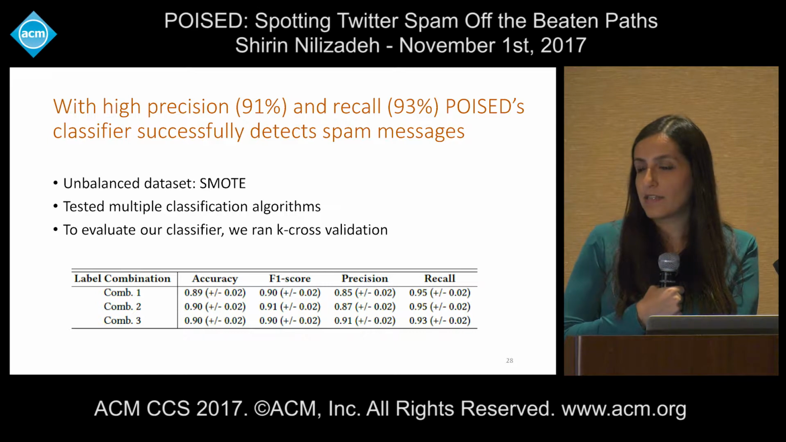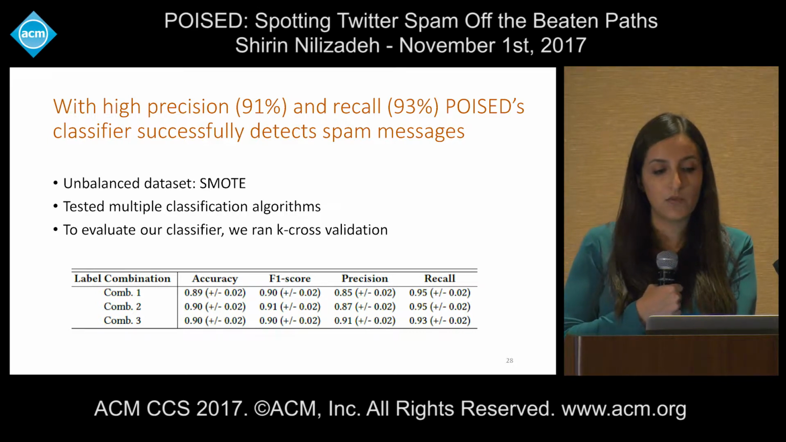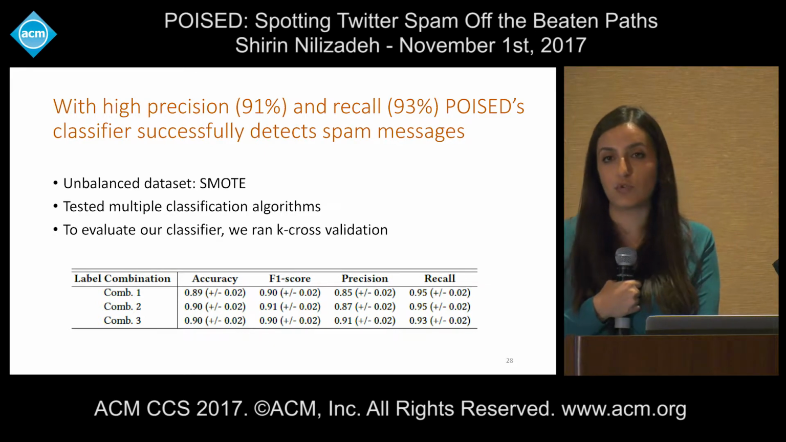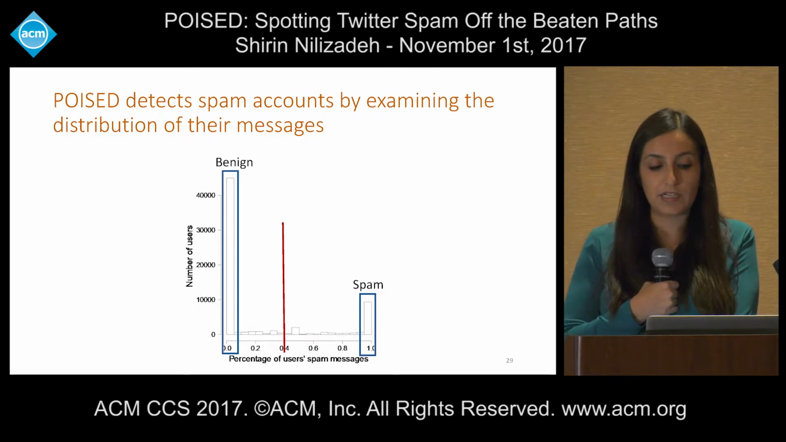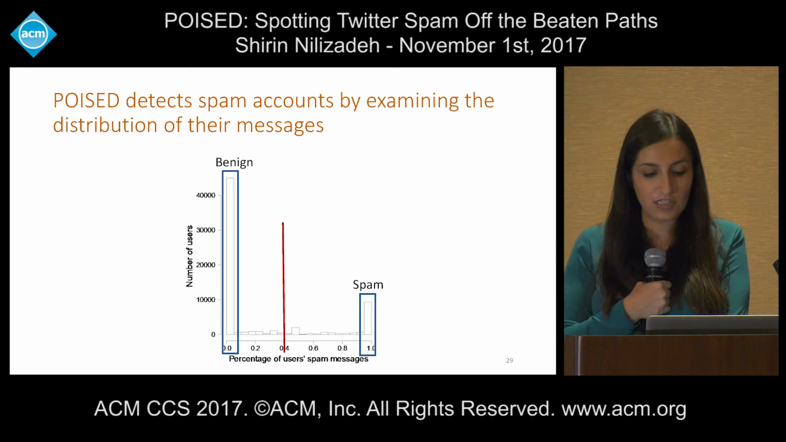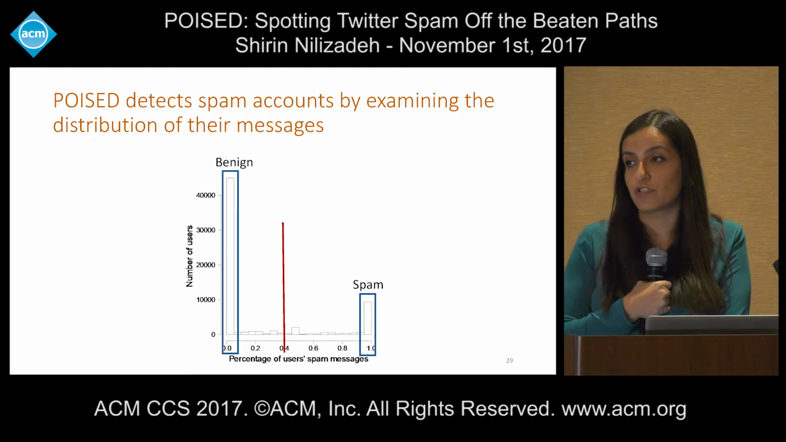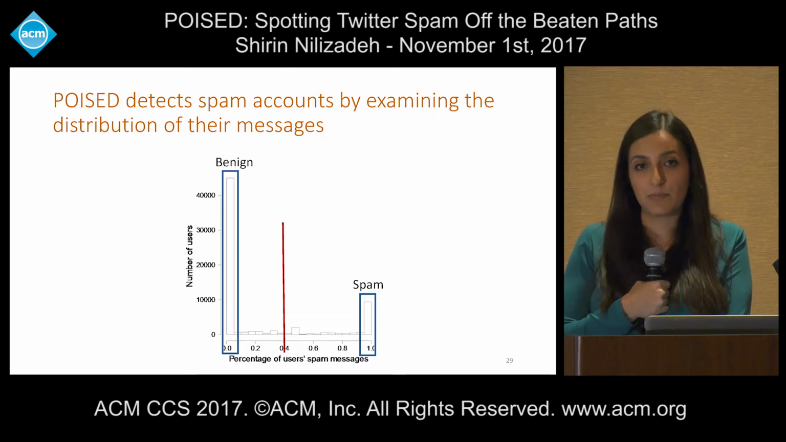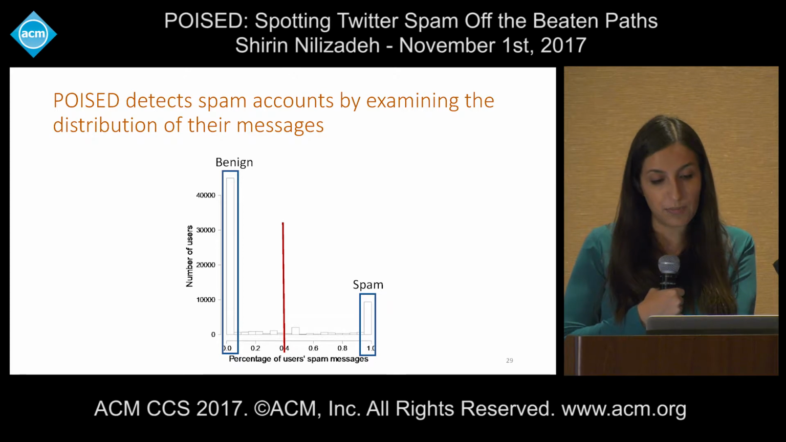And after finding these groups of messages being spam or benign, we use Poise to detect spam accounts by examining the distribution of users' messages. So this plot shows the histogram for the percentage of users' spam messages. As you can see, there are two categories. Many users only send benign messages. These are normal users. Some users are only sending spam messages. These are spammers. But there are some people in between.